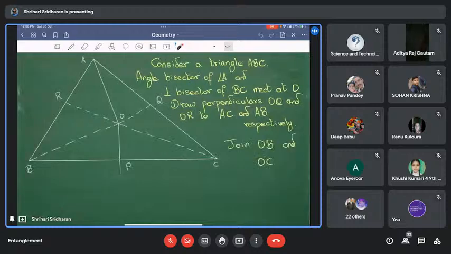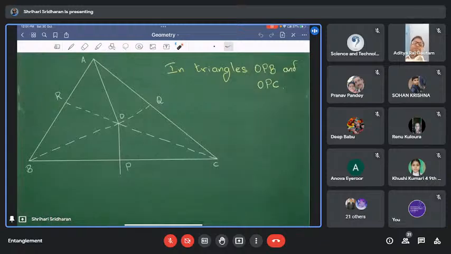I join the lines OB and OC. This is my construction again. With this construction, I'll not alter the picture. The picture will remain as it is, but I'll remove whatever I have written, and then I'll tell you a few things from here on. So, the first thing I want to consider is triangles OPB and OPC. Can someone tell me what one can find between these two triangles, OPB and OPC?